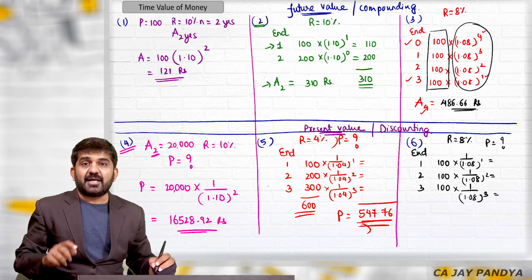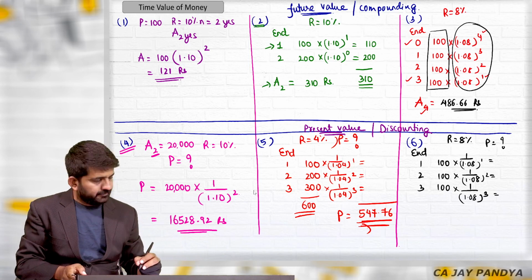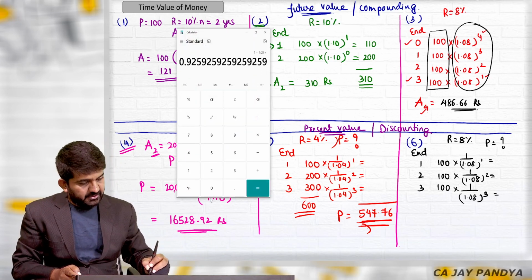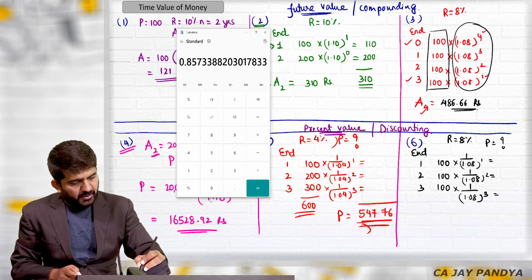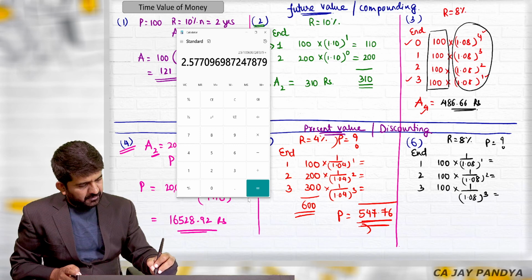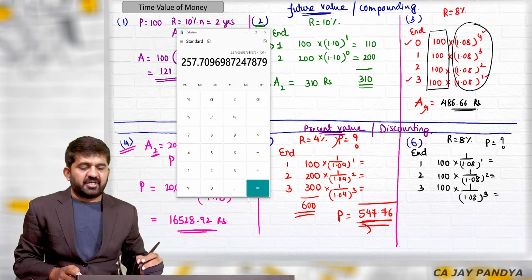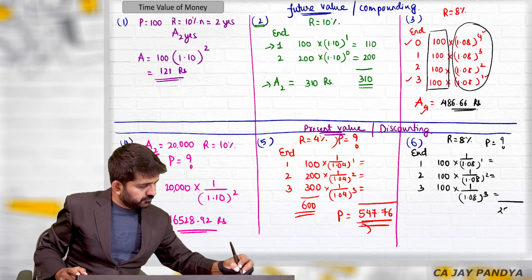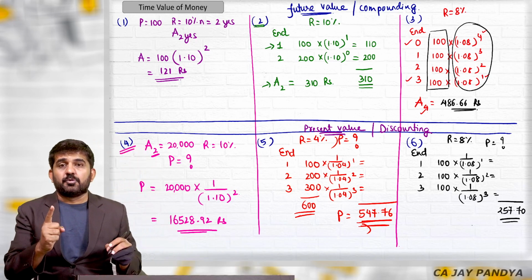What will be the answer? I'll take 100 common. 1 divided by 1.08, M plus, M plus, M plus. MRC multiplied by 100, since 100 was taken as common. So 257.70. The present value should be very easy for you.